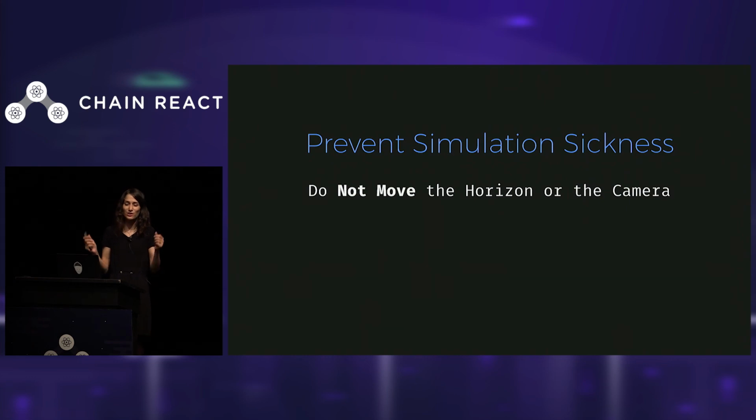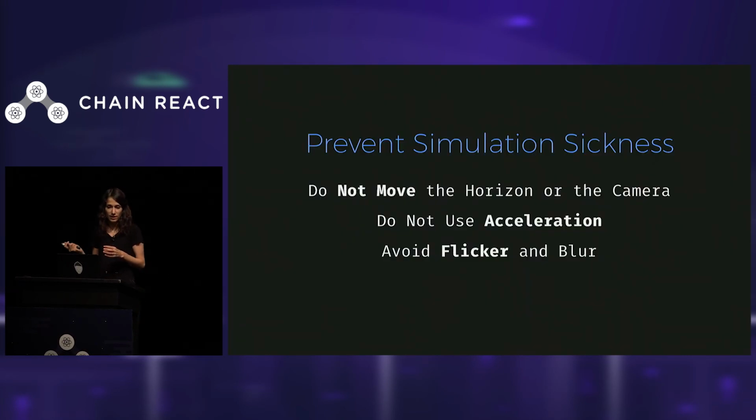So first of all, you should not move the horizon and force movement to the user, which means you should not move the camera. If you want animated scenes, allow additional head movement, for example, by putting the camera on a dolly and then animate the dolly's movement. And then don't use acceleration. So constant velocity is okay because we cannot feel it. But acceleration and deceleration should be felt. And when there's no feeling, simulation sickness will occur eventually. And the last two things, you should avoid flicker and blur because they indicate movement. And you should consider adding a stable focus point to your scene.